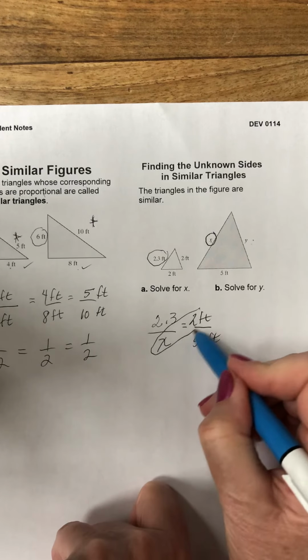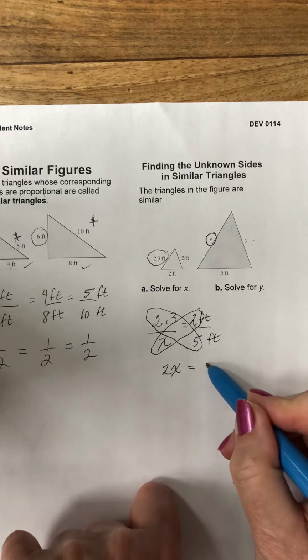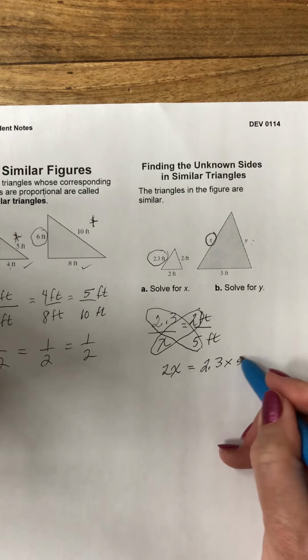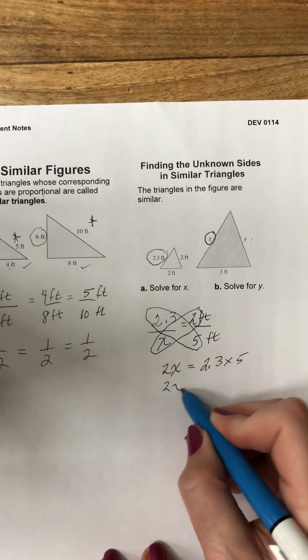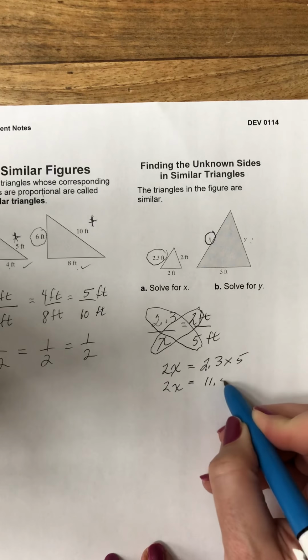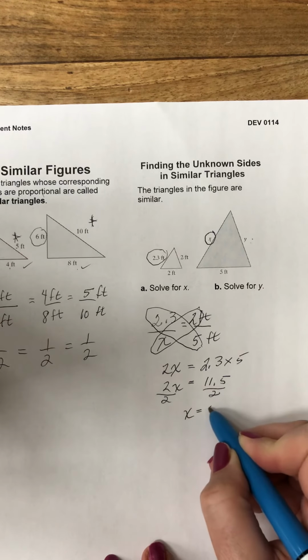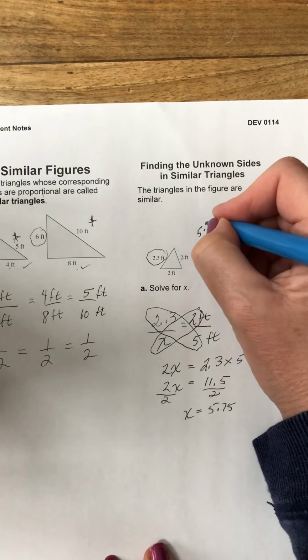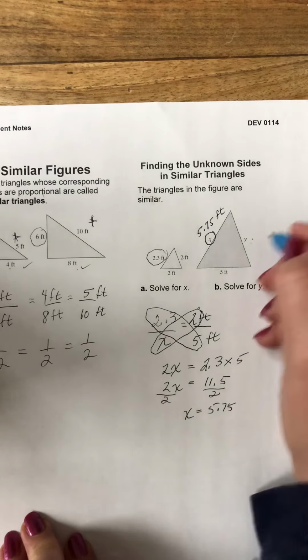And so 2x is equal to 2.3 times 5. So 2x is equal to 11.5. And now I'm going to divide by 2, and x is 5.75. So that's right here, 5.75 feet. And now we're going to find y.